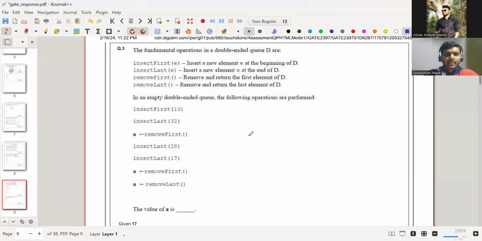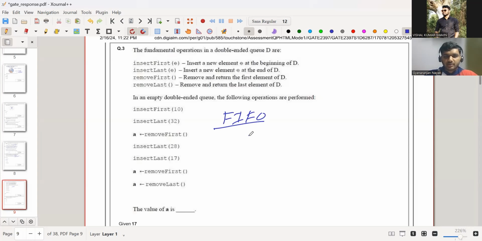So here the fundamental operation in a double-ended queue, that is insert first, meaning insert new element E at the beginning. So you know all the operations of a queue, that is insert first. You already know a queue follows the first in first out approach. Okay, so in an empty double-ended queue, the following operations are performed.